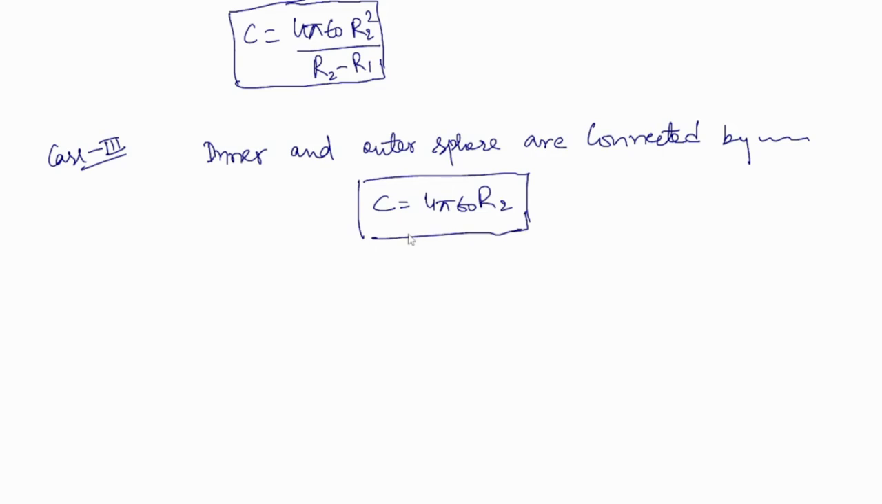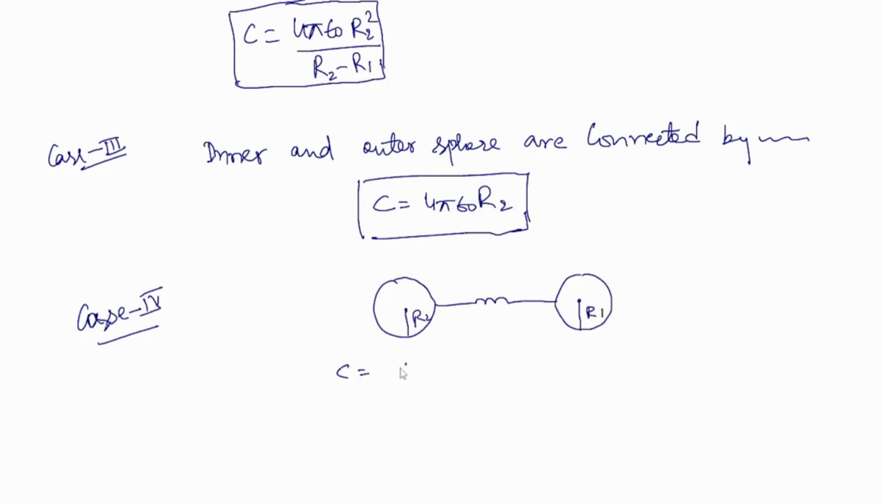The case number 4 will be something like this. This is a capacitor C1 of radius R2 connected to the capacitor of radius R1. The C will be C1 plus C2, that means 4 pi epsilon naught R2 plus 4 pi epsilon naught R1, that means 4 pi epsilon naught times R1 plus R2.